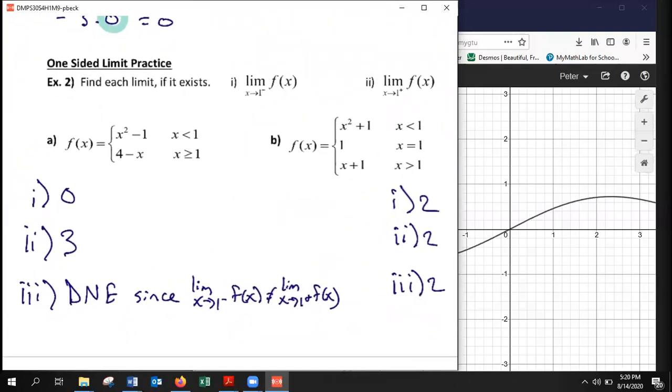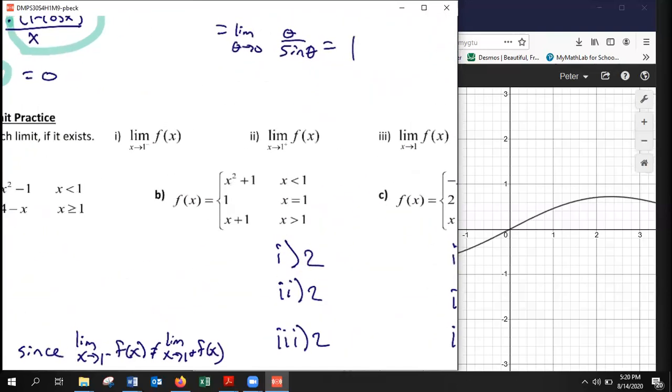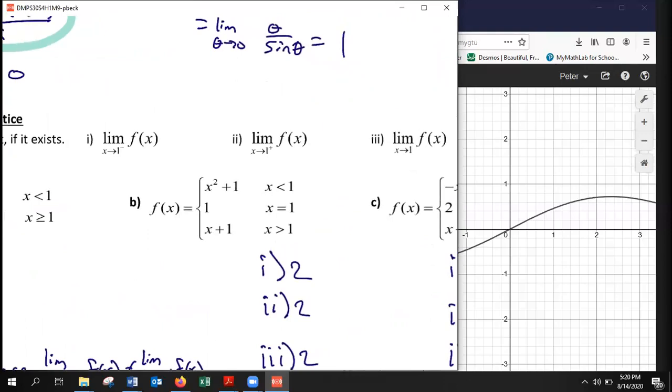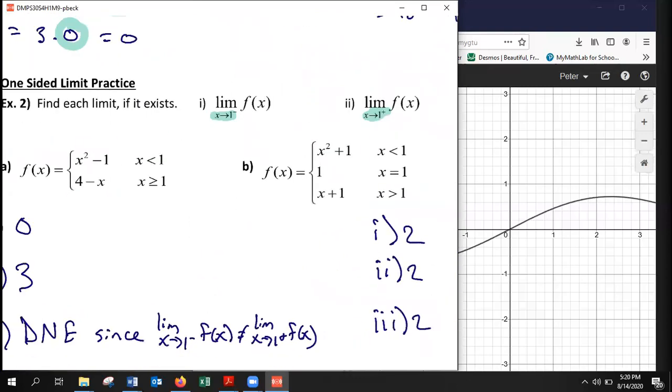Last but not least, I am taking 3 different problems. What's happening is x approaches 1 from the left. What happens is x approaches 1 from the right. And can we have a concluding statement based on that?